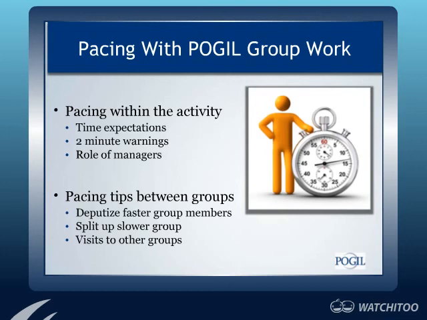Another great facilitation tip is to give students a 2-minute warning before that goal is reached. That speeds up the slower groups and affirms to the other groups that they're on the right track. I use a manager as one of my roles in my classroom groups, and I specifically encourage that person to check the time and keep their group on target.